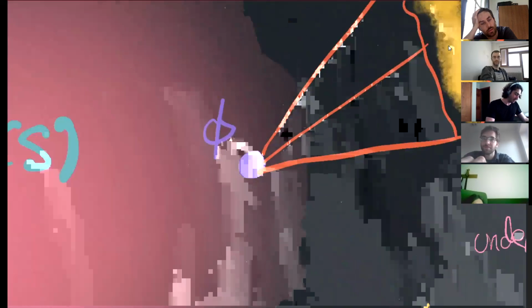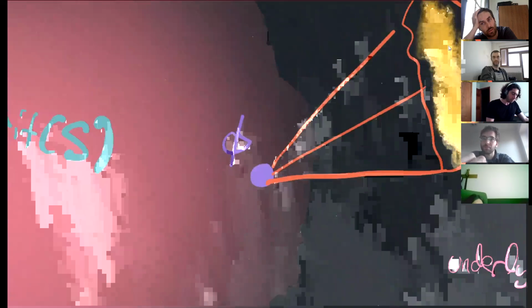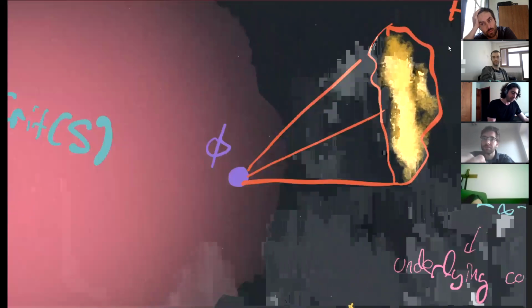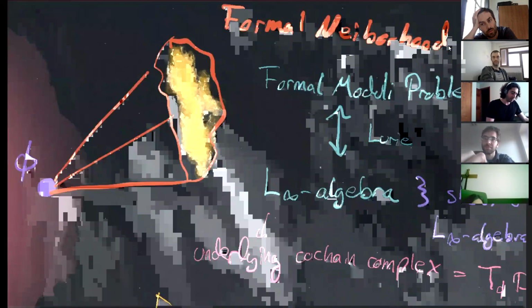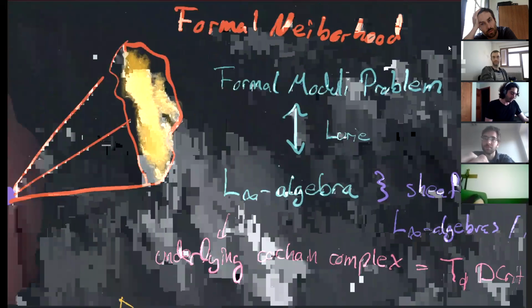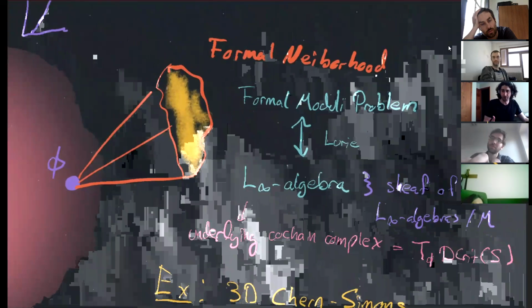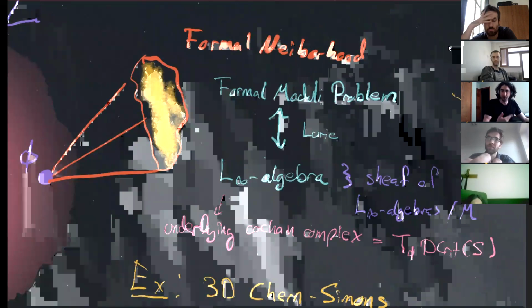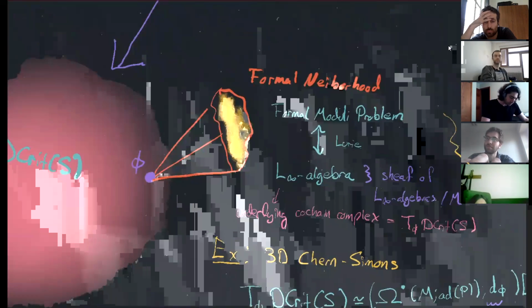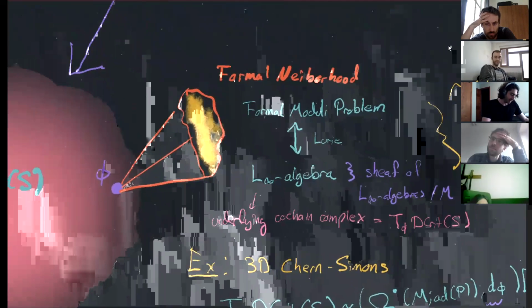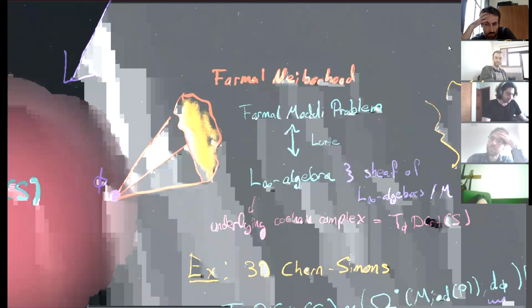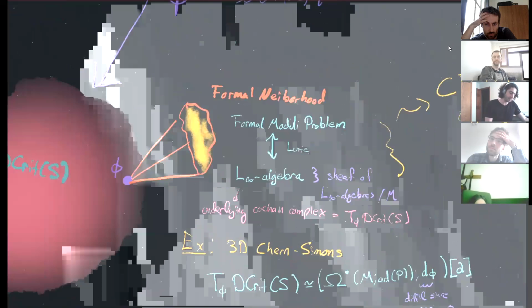And you can take one particular field, and now we can look at the formal neighborhood. So the formal neighborhood is encoded by an L-infinity algebra. This is a general phenomenon: formal moduli problems are the same as L-infinity algebras. And the underlying L-infinity algebra is the tangent complex.